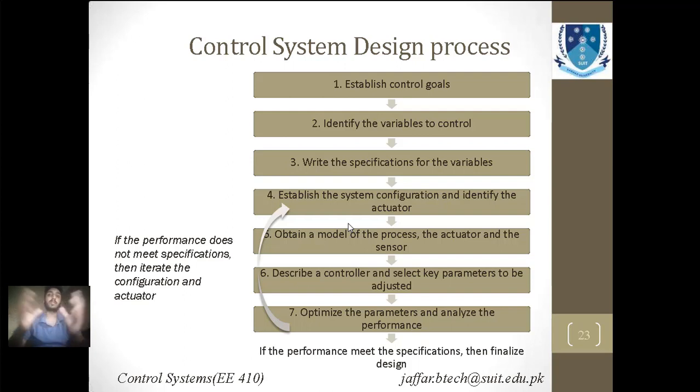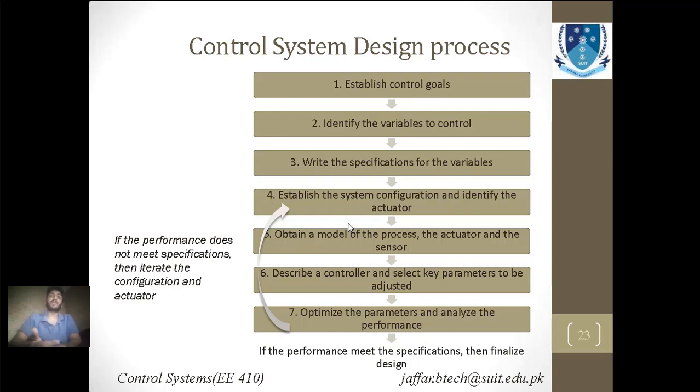Because you want to control the system, you have to control the small variables. After that, you have to establish the configuration, basically the interface, or you can say the connections or links between all the variables, so that if one of them is not working properly, it will affect the whole control system. That is why you have to establish a system configuration. You will also have to identify the actuator: the output of the sensor will be given to which actuator, and in which manner the actuator will perform.